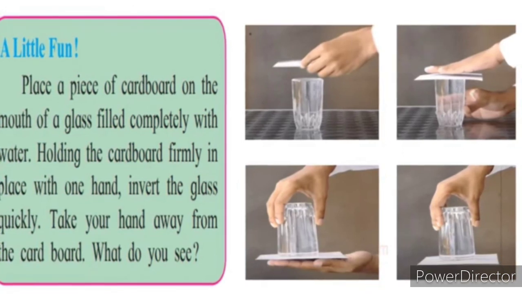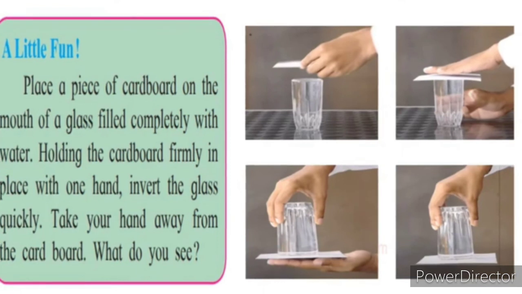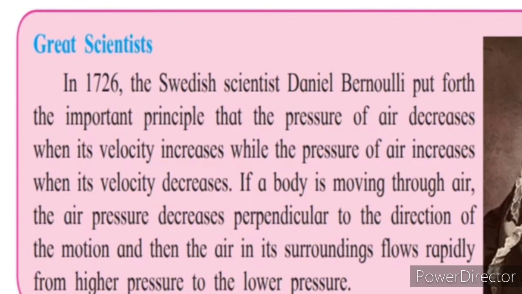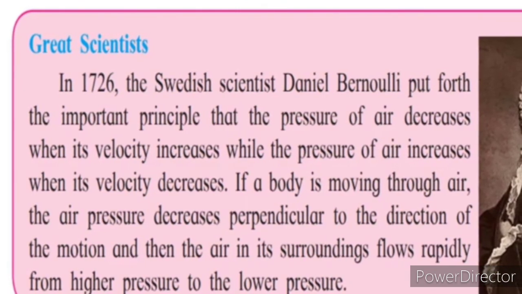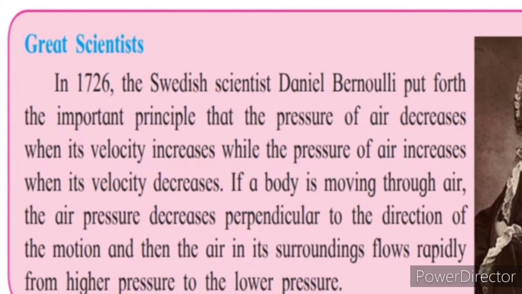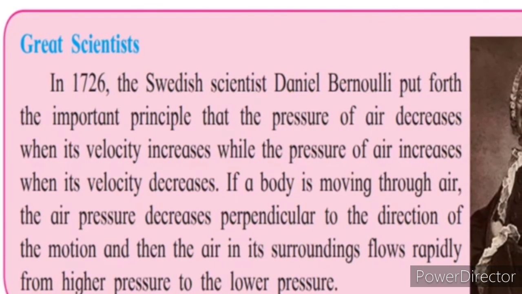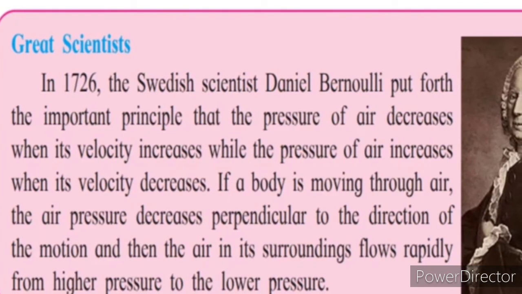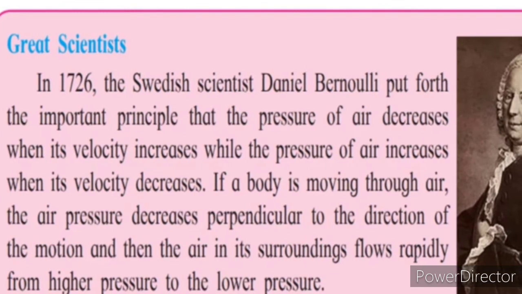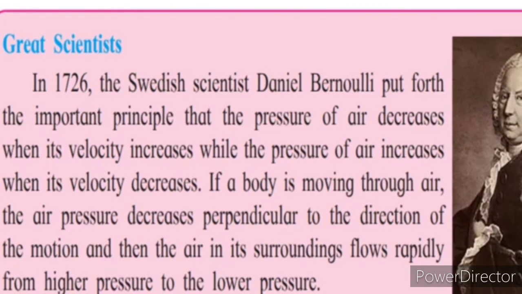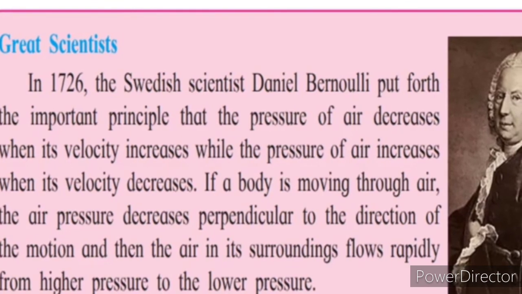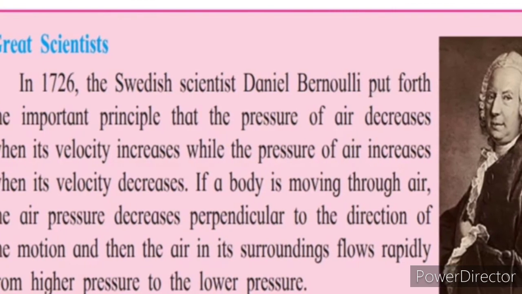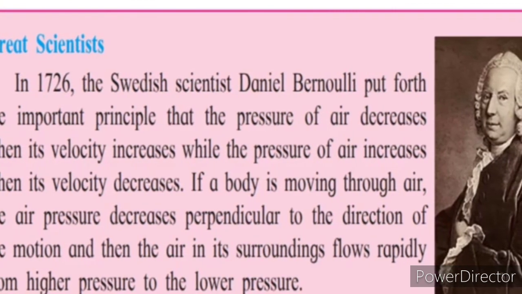Okay, next point is that great scientist. We have to study about the great scientist. This scientist is Swedish and his name is Daniel Bernoulli. He put forth an important principle about the pressure of air. The pressure of the air decreases when its velocity increases, while the pressure of air increases when its velocity decreases. Means here velocity and pressure of the air are inversely proportional. If one increases, the other will decrease. If the other increases, then the first one decreases.